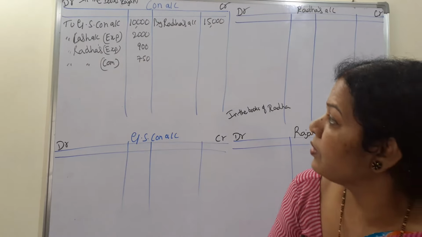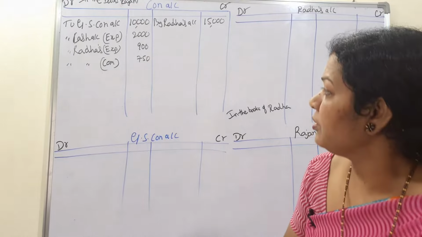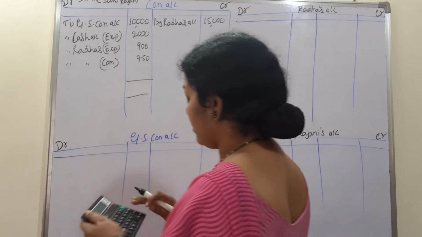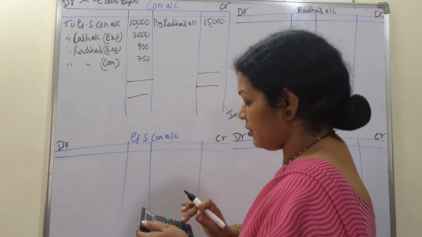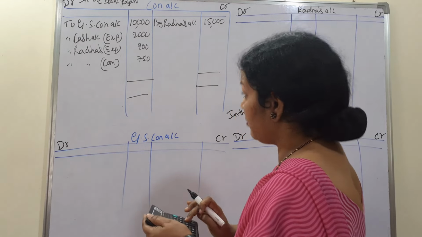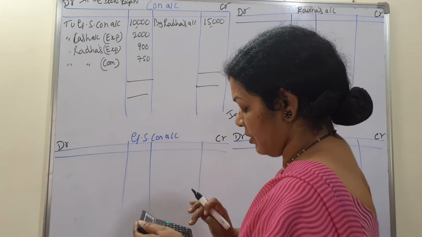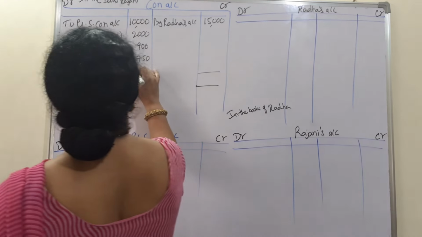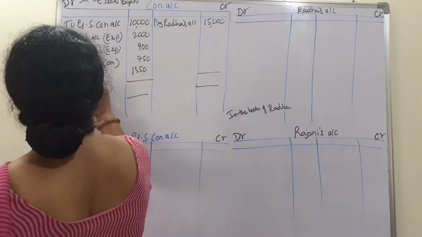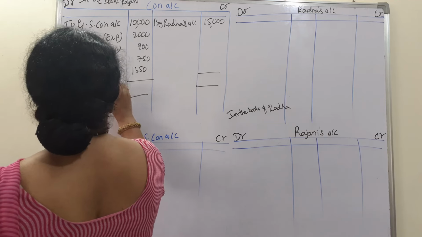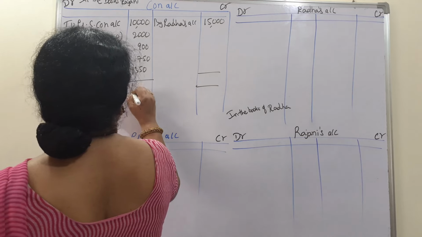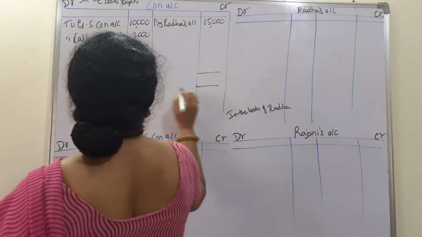Now we can use the calculator. 15,000 minus 12,900 minus 750. It is 1,350, which is profit and loss account. This is profit. 15,000 total.